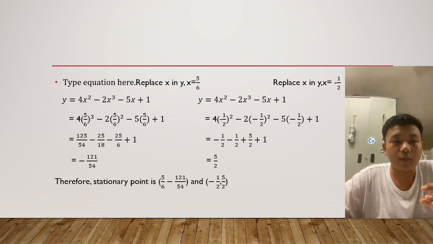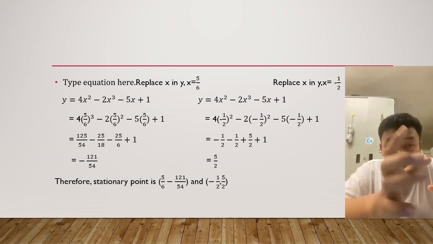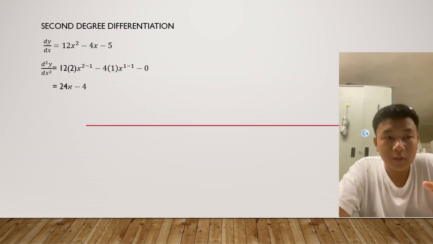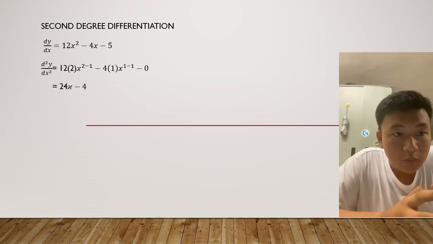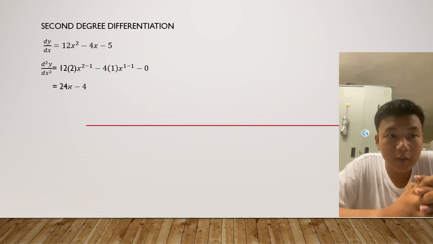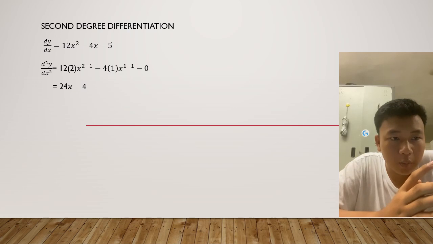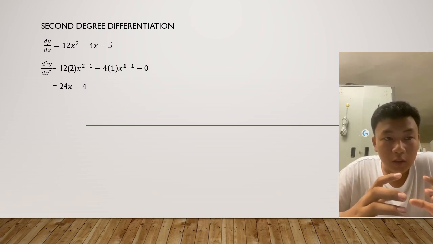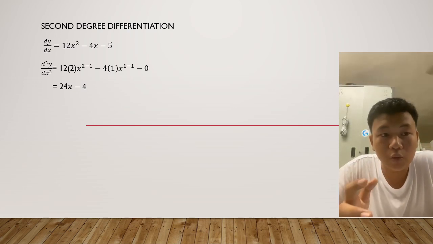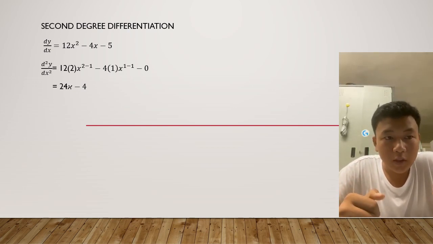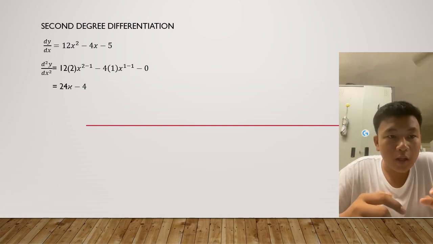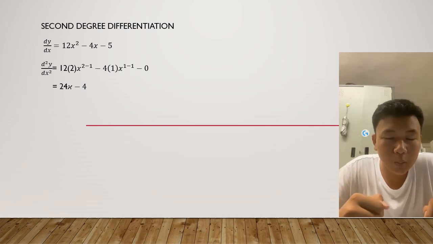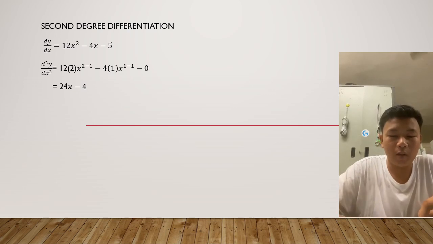Okay, so the second degree differentiation then: dy over dx equals 12x square minus 4x minus 5. So we will use d square y over dx square equals 12 in the bracket 2x power 2 minus 1. Why? We will use the power rule. And then we move to the next, which is negative 4 in the bracket 1 x power of 1 minus 1 equals 0. The 5 is a constant, so it will be 0, and the answer we get is 24x minus 4.